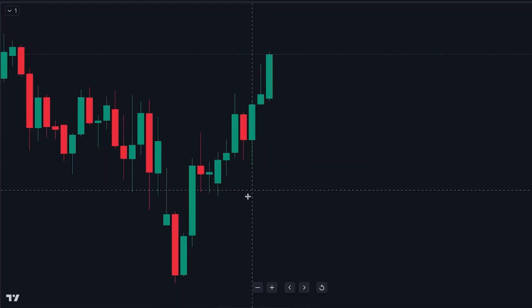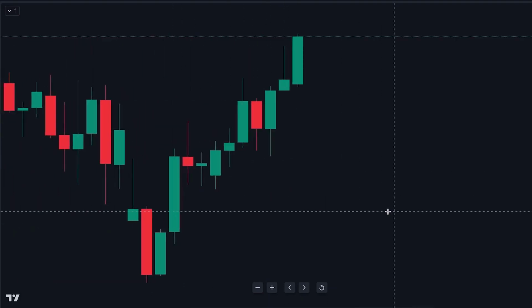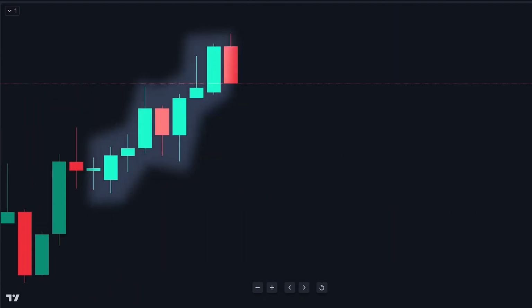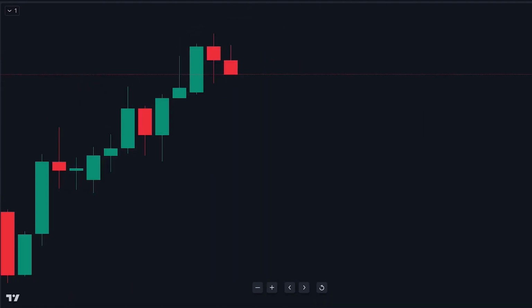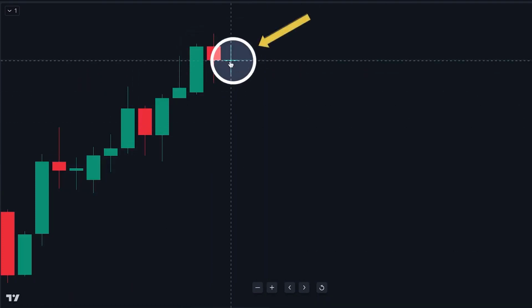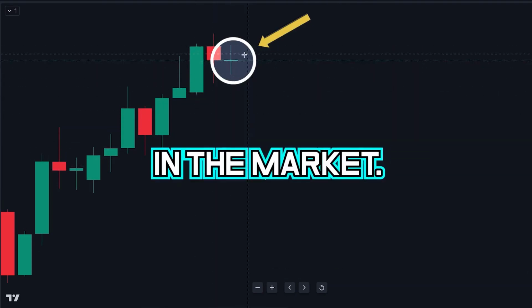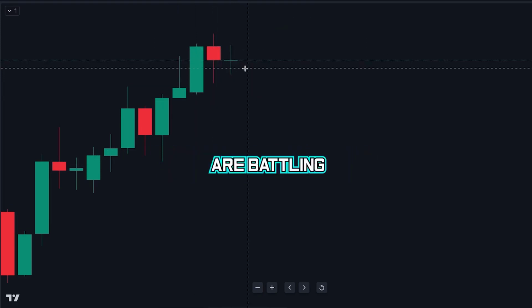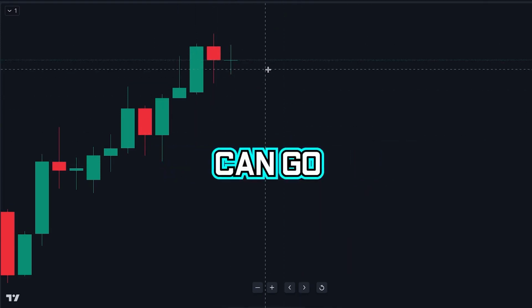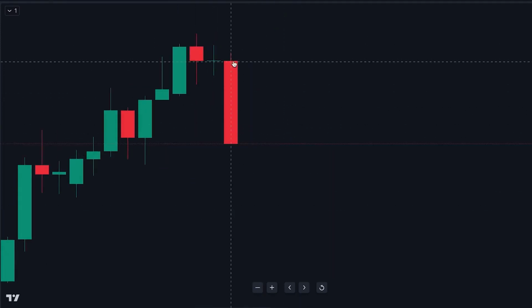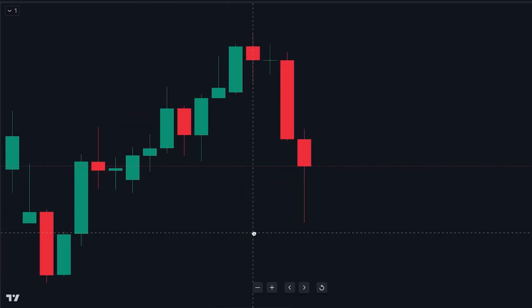For example, if we have price trending strongly, we have these strong bullish candles showing that buyers are clearly in control. But now we can see that suddenly the candles get smaller and now we have a doji candle. This now indicates that we are at a decision point in the market. Buyers and sellers are battling at this point and price can go either way. But right after the doji, we have this strong bearish candle which shows that bears won that battle and price will continue to the downside.